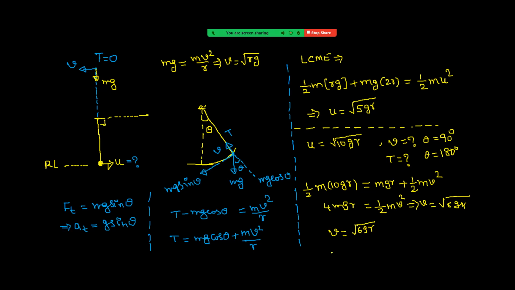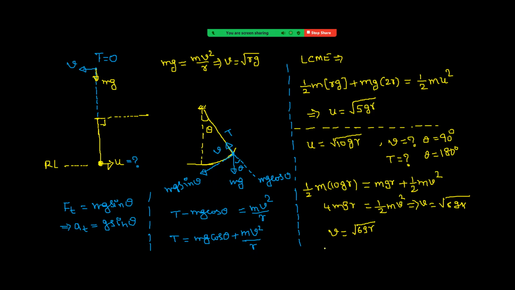Now for tension, see what we have to do. See the equation here, T equal to mg cos theta plus mv square by r. Just put values in this. So when theta is 90, velocity is root 8gr. I am writing here root 8gr. This becomes how much? 8 mg. Root 8gr means it is 8gr, 8 mg. Theta is 90. Cos 90 is 0.